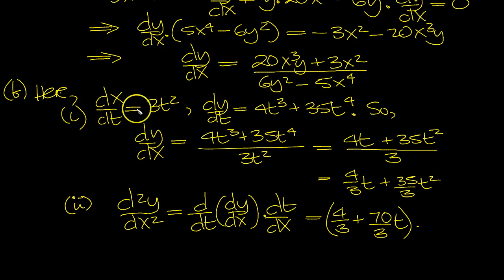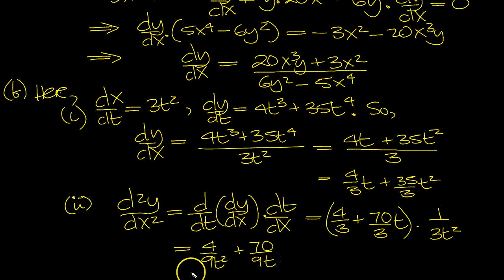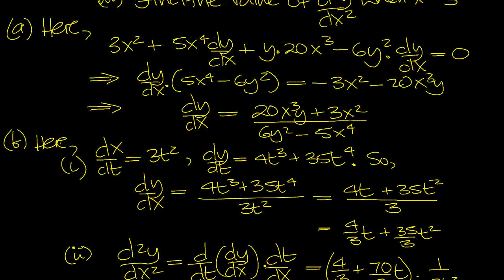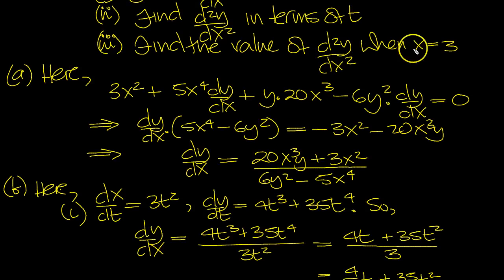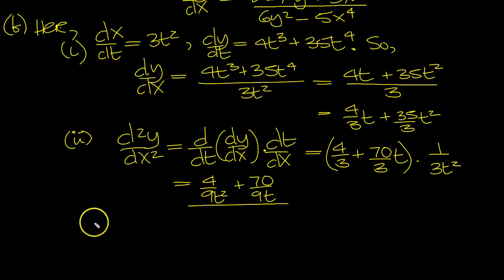dt/dx is 1 over this, which is 1 over 3t squared. So that's equal to then, run this through, 4 over 9t squared plus 70t over 9t. So that's part 2. And find the value of d²y/dx² when x equals 3. So part 3.